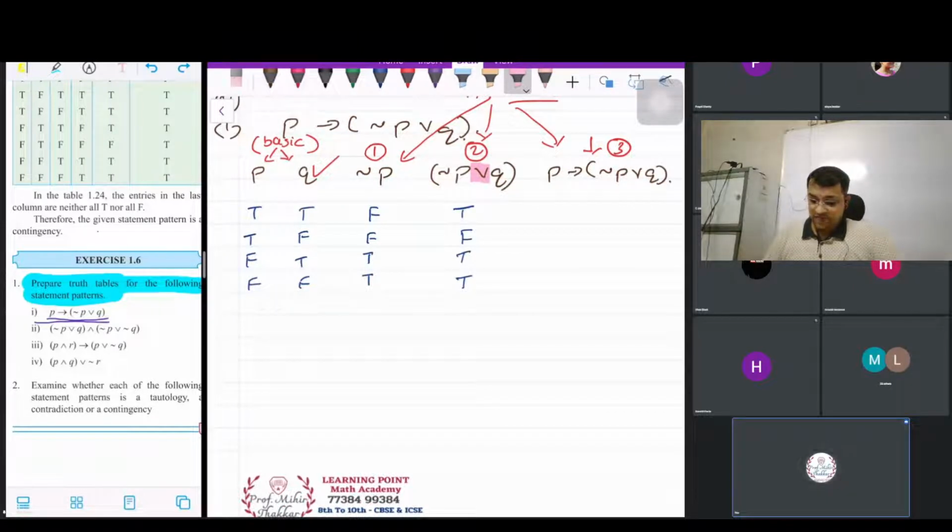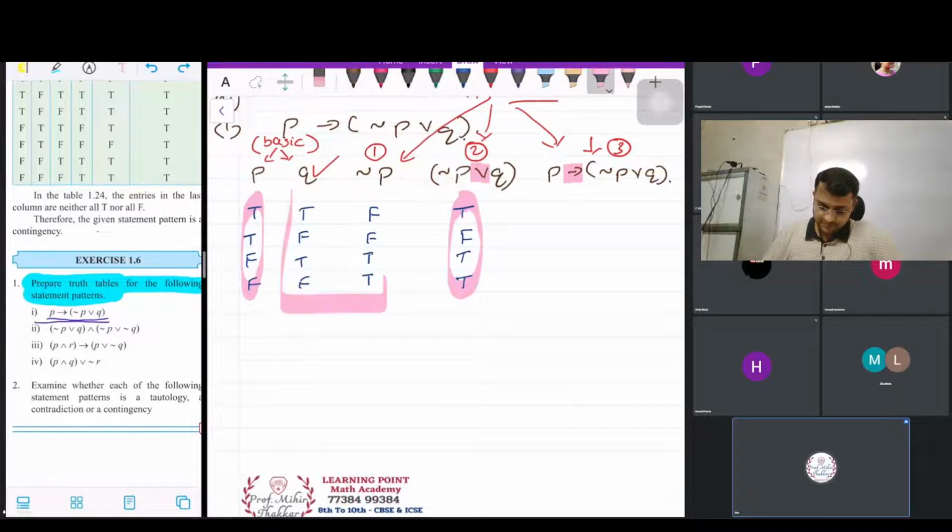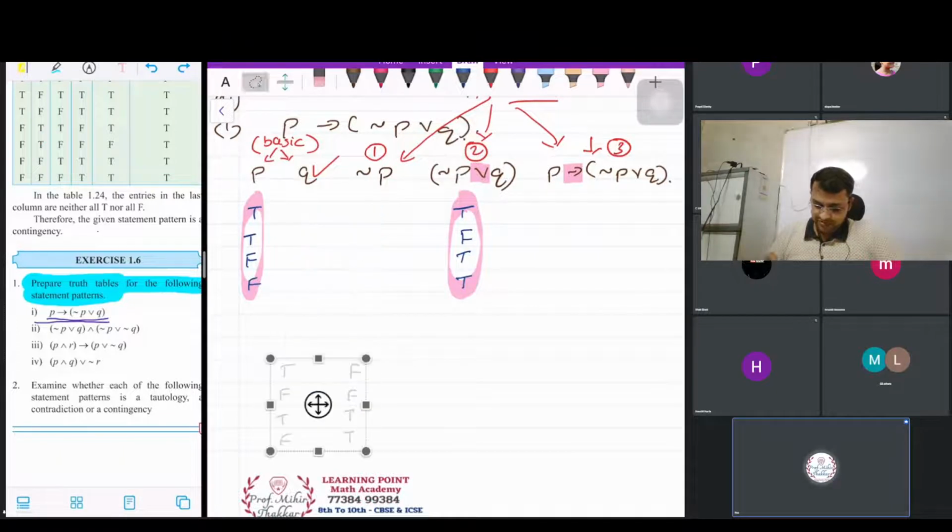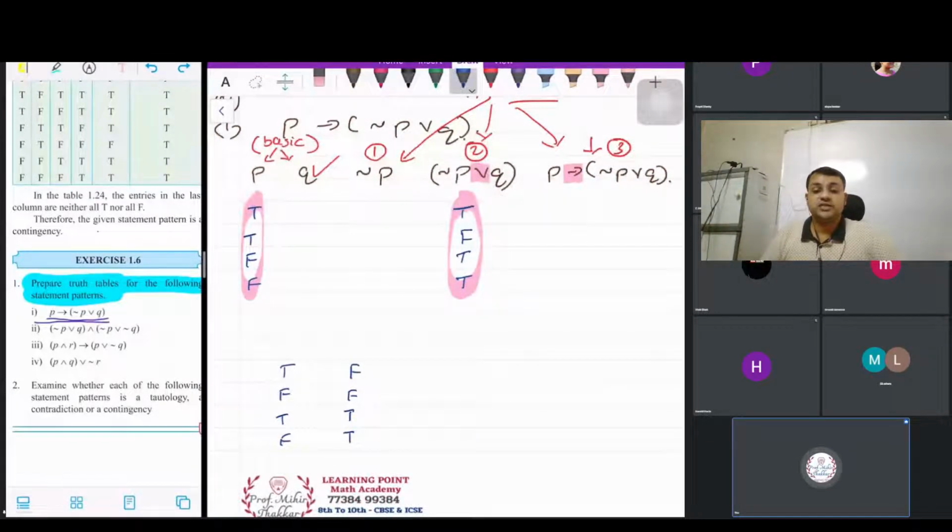I require P implies negation of P or Q. So guys I have to now focus on the P column and this column, and the connective used in between is implication. So in case of this connective, let me move it out, then I will place it back afterwards so that it becomes easy for you. Now let us see what is the condition for implication.